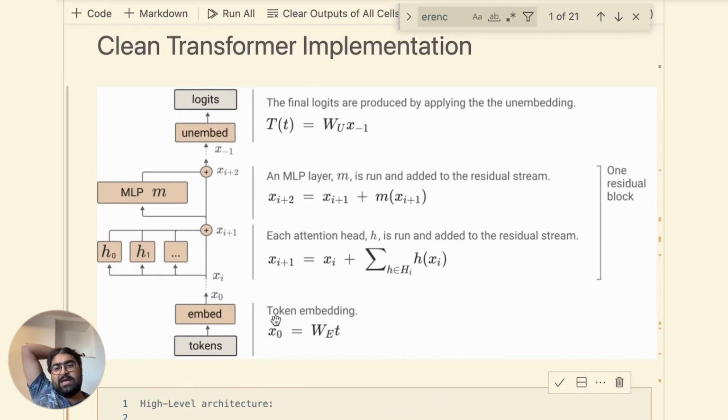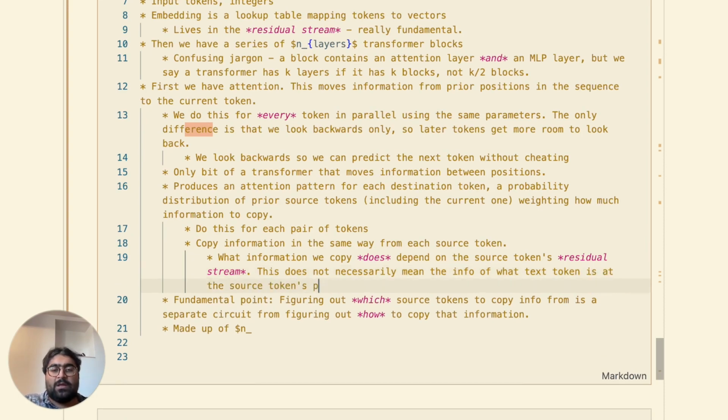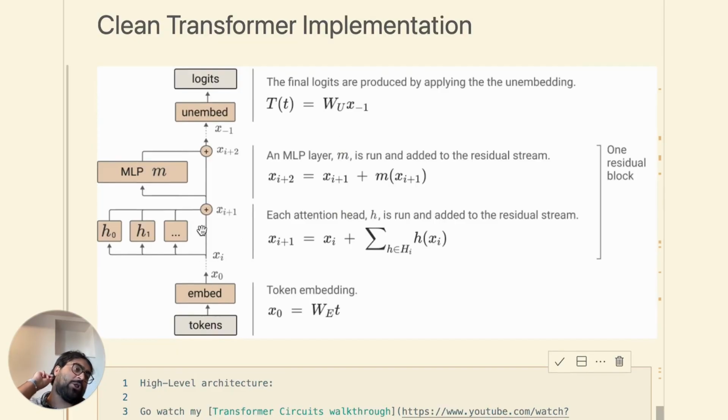If the source token has gotten a bunch of information from its context, this does not necessarily mean the info of what text token is at the source token's position. Like, if I feed in the string hello world exclamation mark, and the exclamation mark attends to the world token, it might be the case that the earlier head attended from world to hello, copied the information that was hello, and created a feature saying this is a programming thing, and then the exclamation mark copied the programming thing feature, but not the world thing. Generally, the intuition here is that the residual stream just contains a lot of contextual information the model wants to move around.